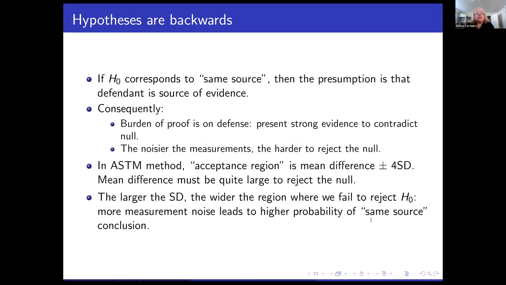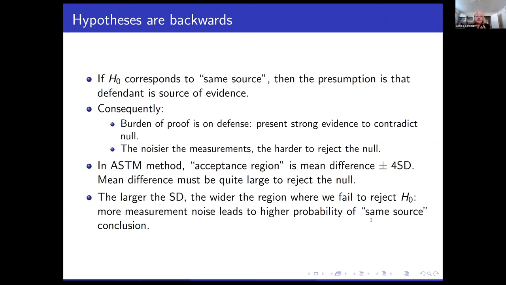First one is this question of, do we have the hypotheses backwards? And yep, if we follow the ASTM approach, we certainly do. H0 corresponds to same source, so the presumption is that the defendant is the source of the evidence. And what does this mean? It means that the burden of proof is on the defense, which is exactly contrary to what our criminal justice system says. And furthermore, the defense here needs to provide strong evidence to contradict the null.